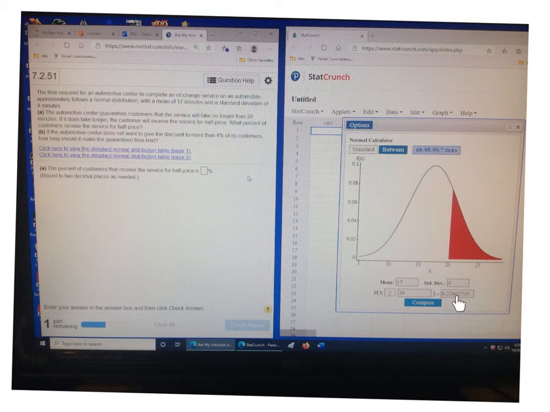And they do want you to convert it to percent here, so you have to move the decimal over 2 places, so it'd be 22.66%. They suggest you round it to two decimal places.